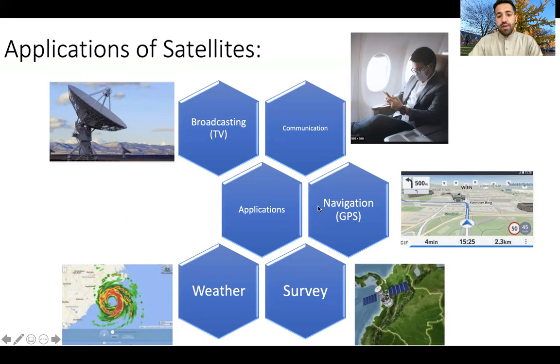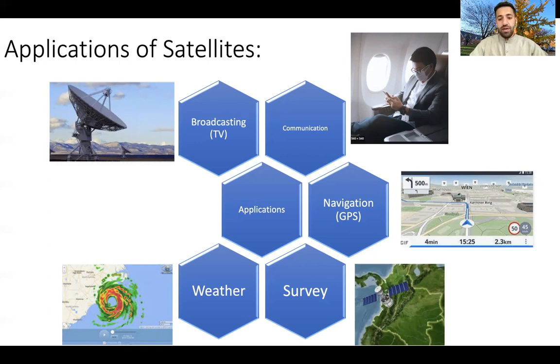The second application is navigation. GPS is one of the examples. We have GPS devices in our cars, in our phones, and without GPS, our navigation system would not be the same. We would not have the same exploration and also finding the ways.